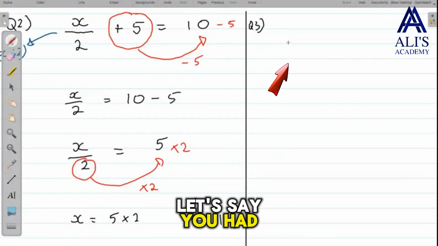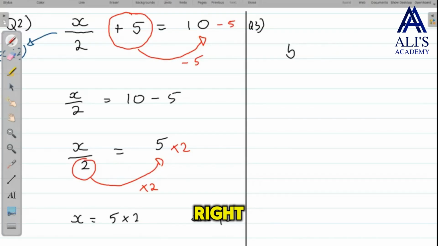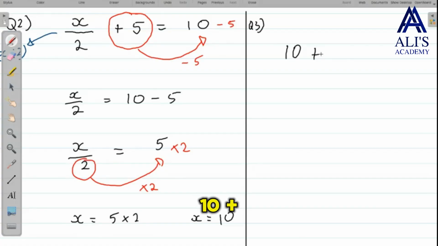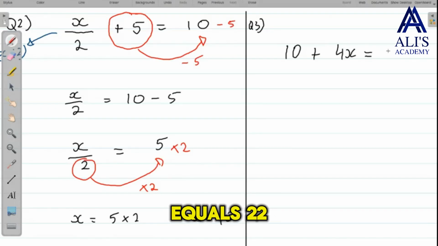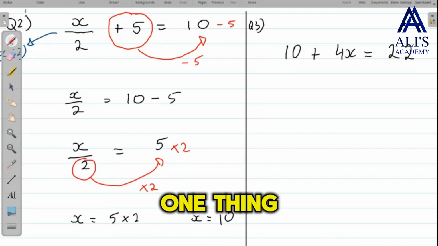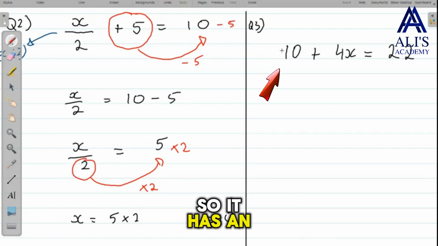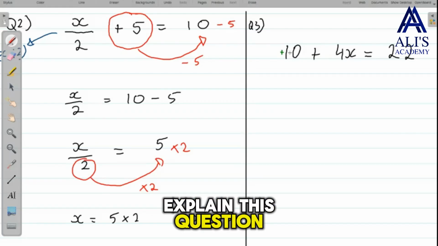Let's say we had 10 plus 4x equals 22. One thing you should notice is if you have a 10 here, it's a positive number, right? So it has an imaginary plus sign in front, okay? I am going to explain this question.